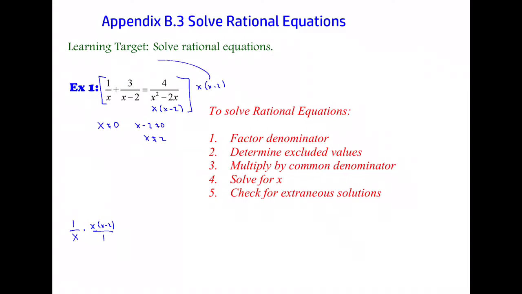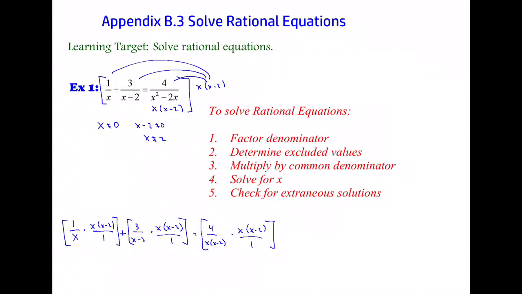Alright, so you're basically distributing to each term in the rational equation, plus 3 over x minus 2 times x minus 2 is equal to 4 over x times x minus 2 times x minus 2. So I'm going to put each of these terms that are being multiplied in brackets so you can see how each of them are being multiplied by that same common denominator.